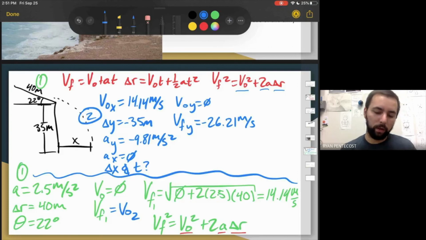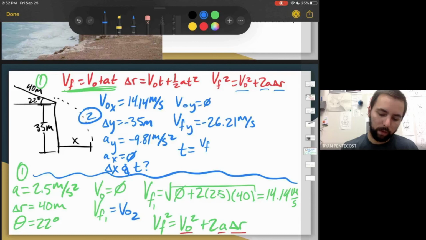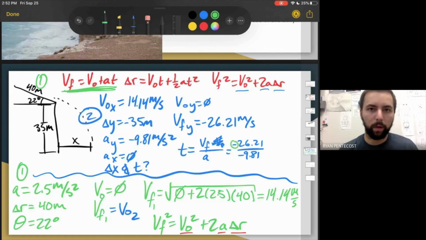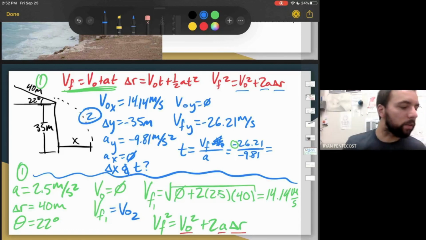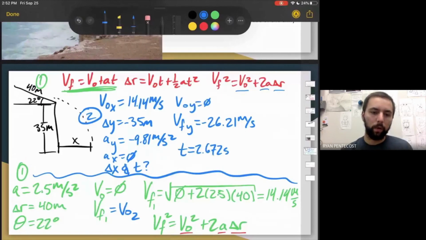So to find t, let's use this equation, the first one, first orange. We have v final, we have v naught, we have acceleration, and we need time. So let's solve that for time. Time equals v final minus v naught, which is 0, all divided by acceleration. So we have negative 26.21 divided by a negative 9.81. Again, the math is going to check you. If you didn't make your v final negative, you're going to have a negative time, which again does not work. So we have negative 26.21 divided by negative 9.81. So that is 2.672.